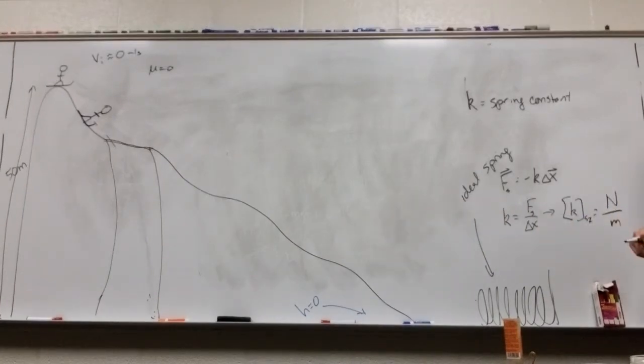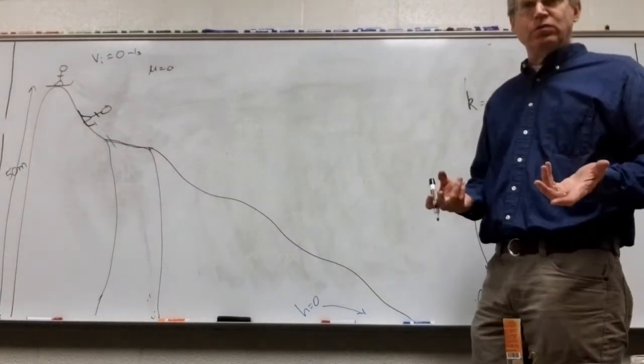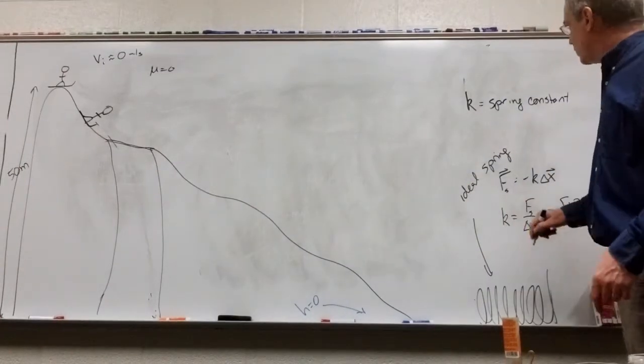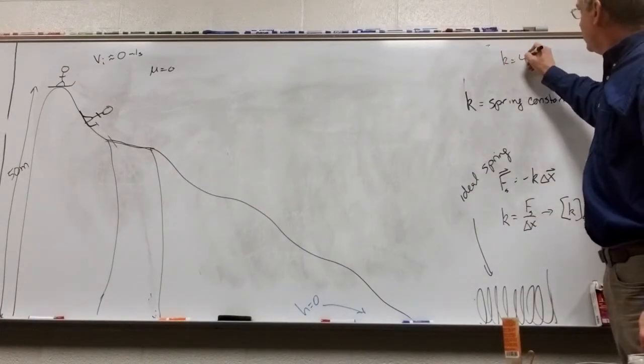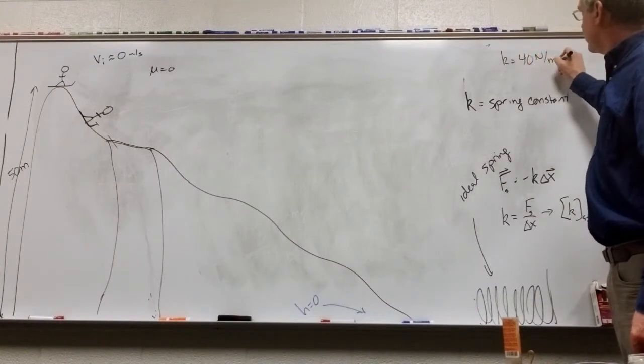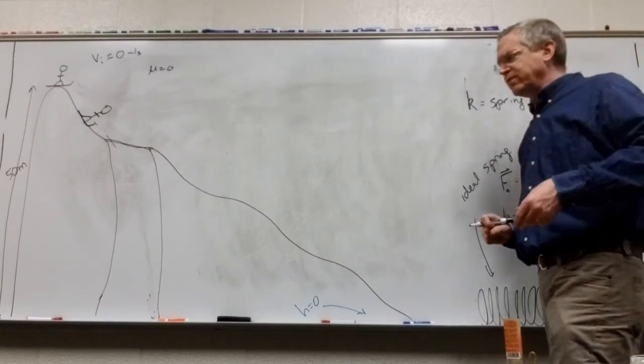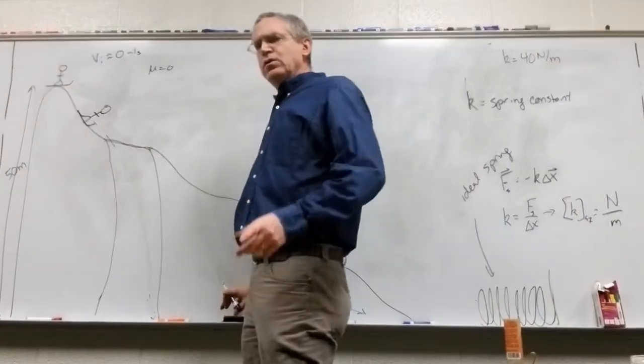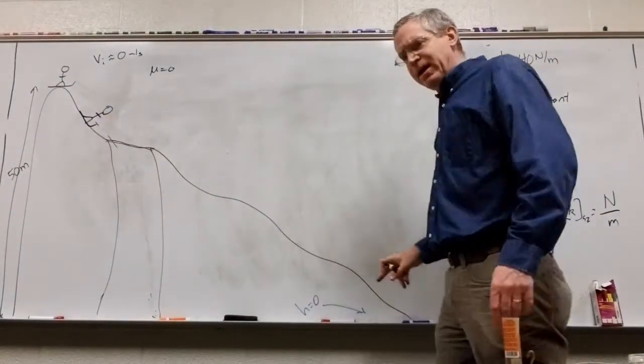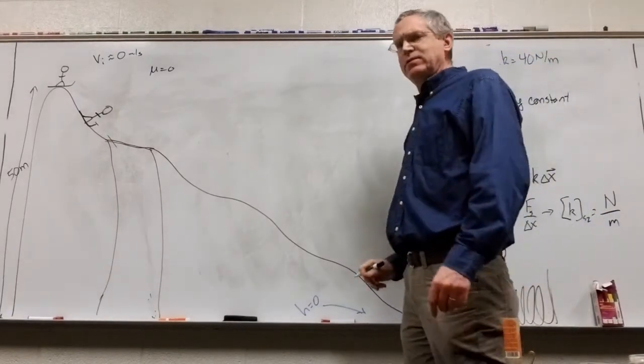And so a spring constant would typically be newtons per meter. So for this one, let's let k equal 40 newtons per meter. I'm just going to give that to you. Later on, we'll figure out how you actually find it. So the question is, when he gets down to the bottom, how much will the spring compress?